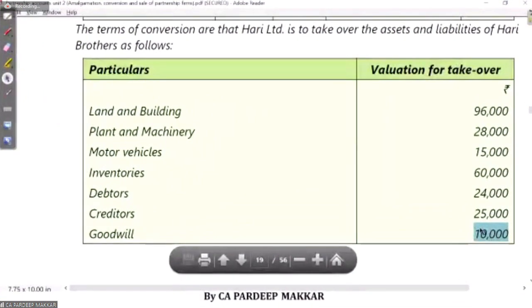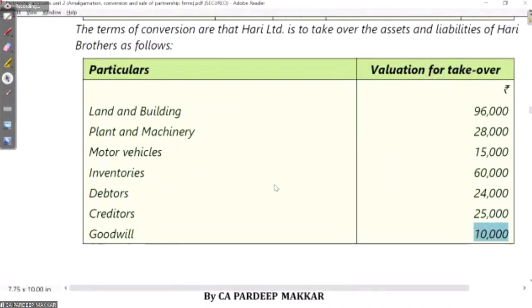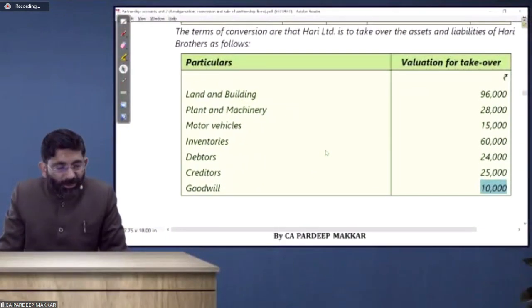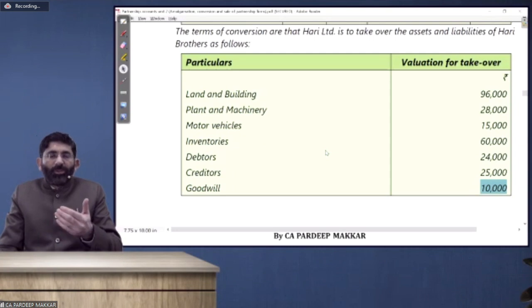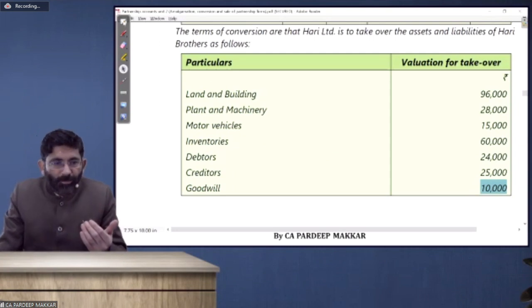Now, whether it will be transferred or not, he says goodwill worth rupees 10,000 is there. But in case of a realization method, there is no need of transferring goodwill separately. Reason being, it's very simple to understand that goodwill or any unrecorded asset or liability effect is automatically in the realization account, because the realization account does one very important thing.